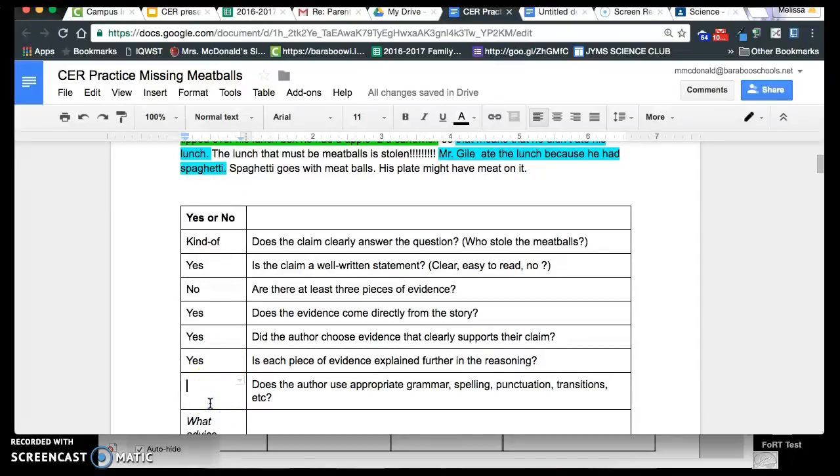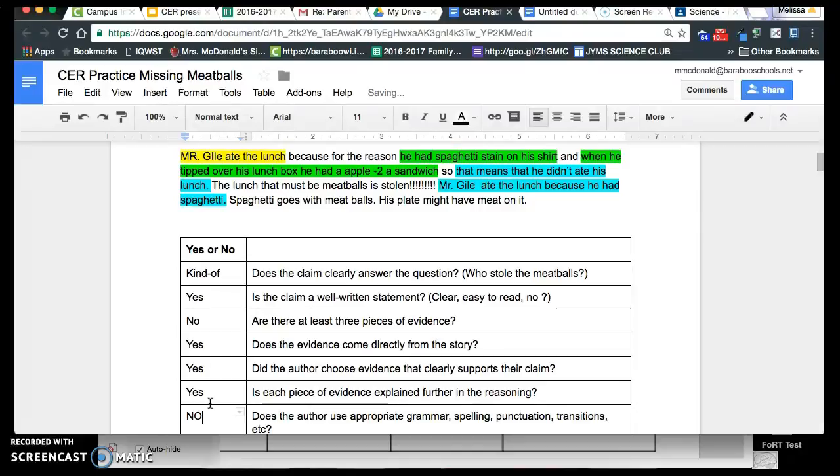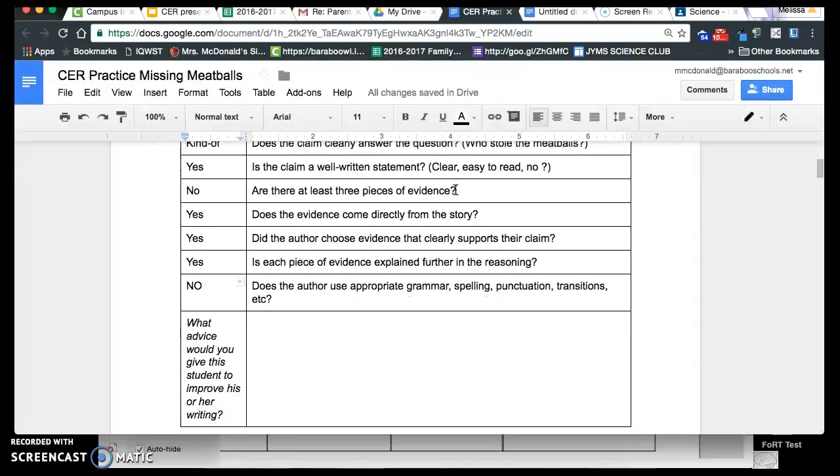Does the author use appropriate grammar, spelling, punctuation, and transitions? I'm going to say no, because this one is a little confusing to me, and then I know that they should have said he didn't eat his lunch instead of he didn't ate his lunch. And finally, all these exclamation points I feel like are not very good examples of formal writing, so I think they should take those out.